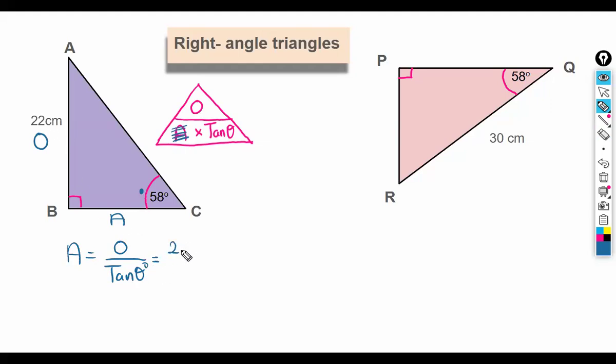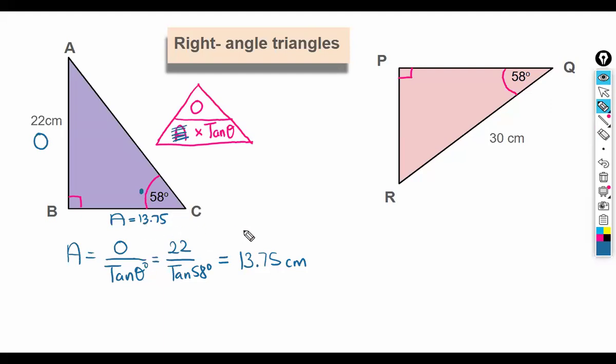The length of the opposite side is 22, and the angle is 58 degrees. 22 divided by tan 58 is 13.7, and I get 13.75 if I round it off properly. So the adjacent side is 13.75. Anybody else see that on the calculator? I've seen people sending that.